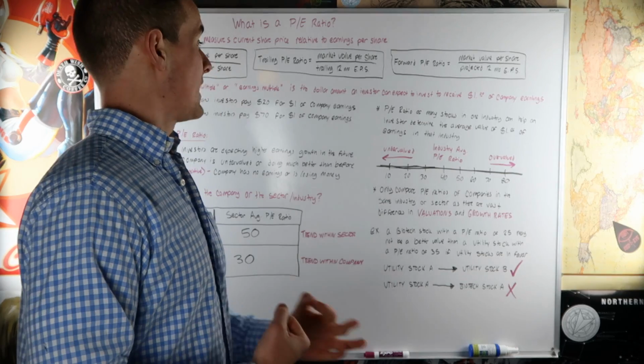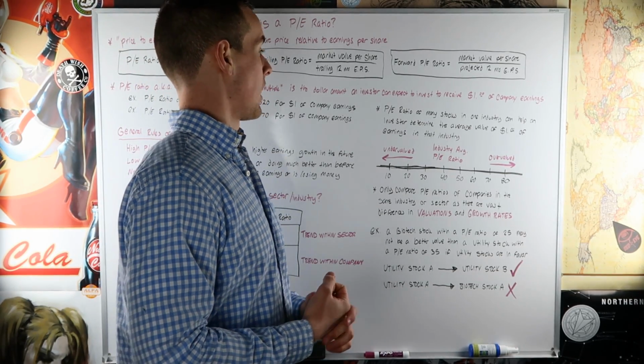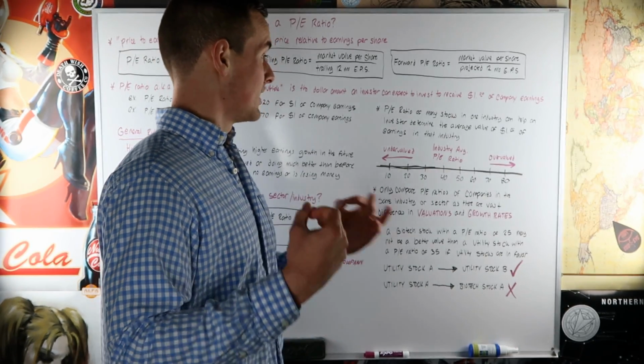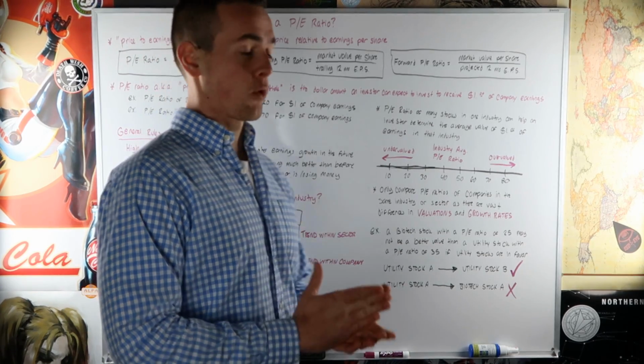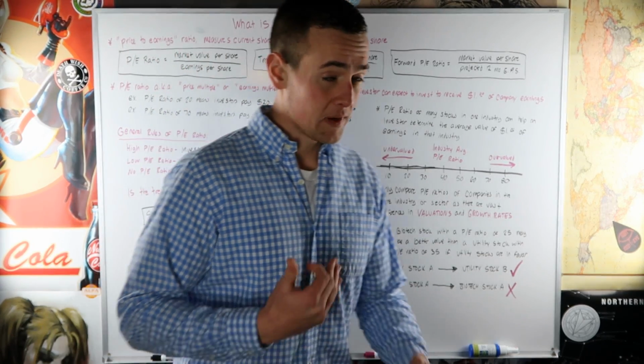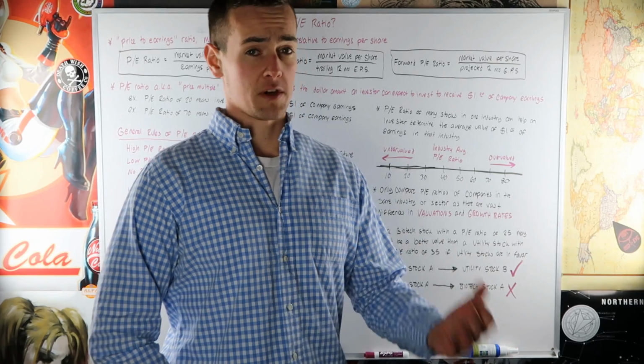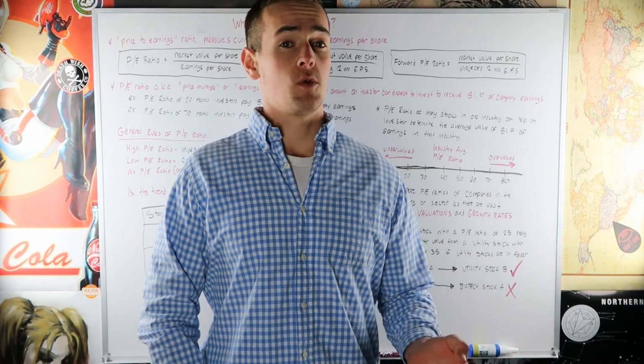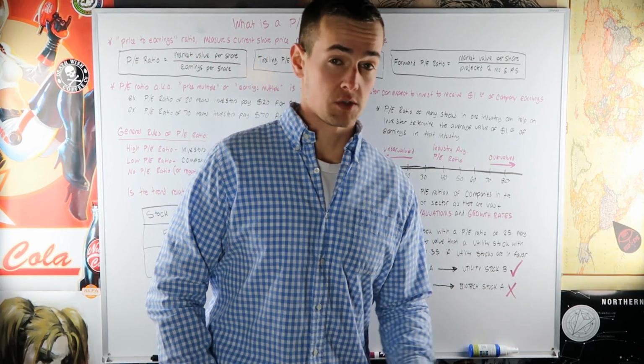So here's something that you should consider when looking at the PE ratio of a stock. The PE ratio of many stocks in one industry can help an investor determine the average value of $1 of earnings in that industry. The biggest thing I'm going to recommend, guys, when using the price to earnings ratio is it's best used to compare stocks within the same industry.